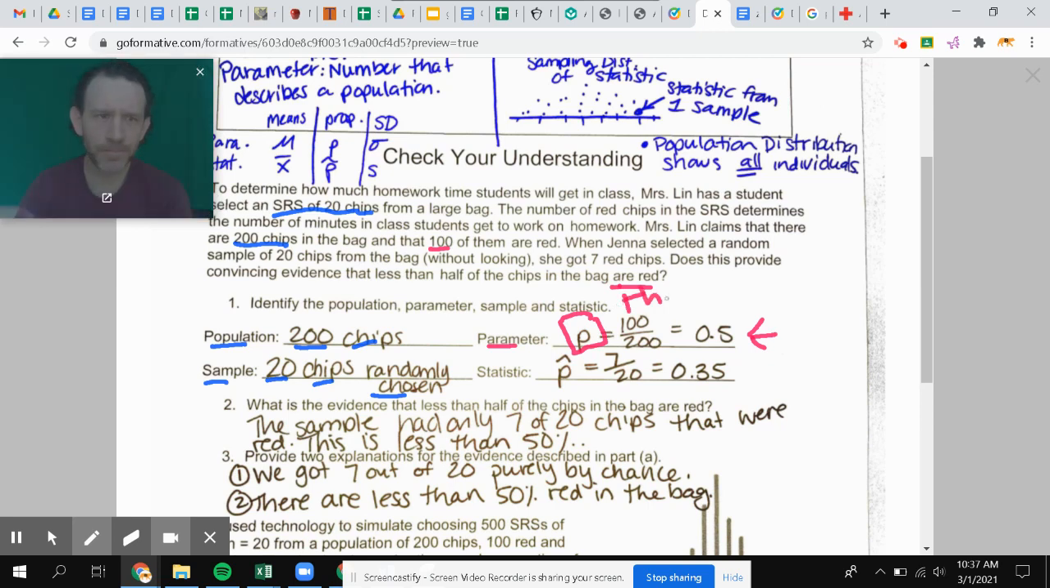true proportion. That's not how you spell true. Let me fix that.